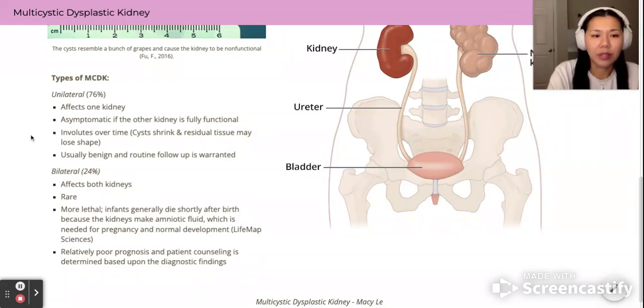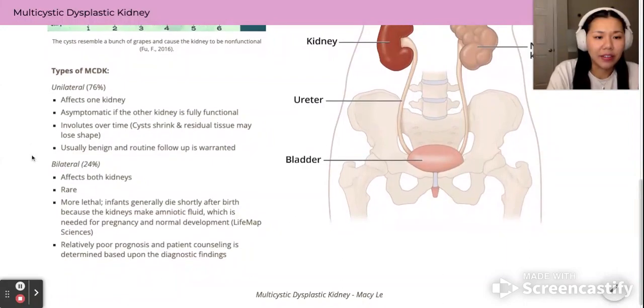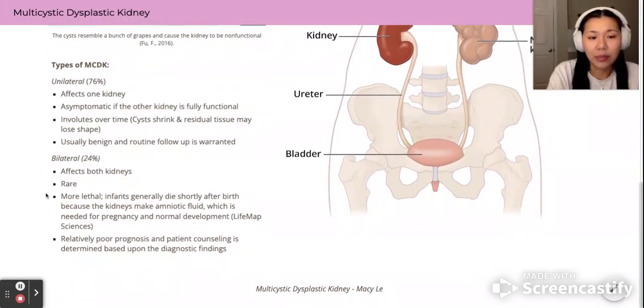Unilateral is the most common, and it is when one of the kidneys is affected. The unaffected kidney usually does grow larger to compensate for the non-working kidney, and it does the work of both kidneys. Over time, the non-working kidney involutes, or usually just shrinks and disappears. Bilateral impacts both kidneys, so both kidneys are rendered non-functional, and it is often more lethal because of it.